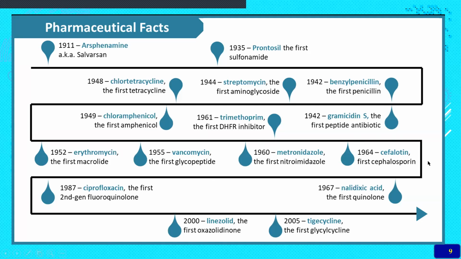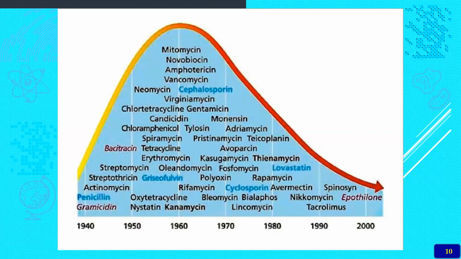Different years, different milestones have been developed. And in the year 2000, linezolid, and 2005 onwards, that's the tetracyclines era. Then here you can also see that between 1940 and 1950, these are all the antibiotics derived, like bacitracin, streptomycin, then actinomycin, then penicillin, whereas gramicidin, all these are derived. And 1952-60, neomycin and spiramycin, tetracyclines, all these were invented in this range.